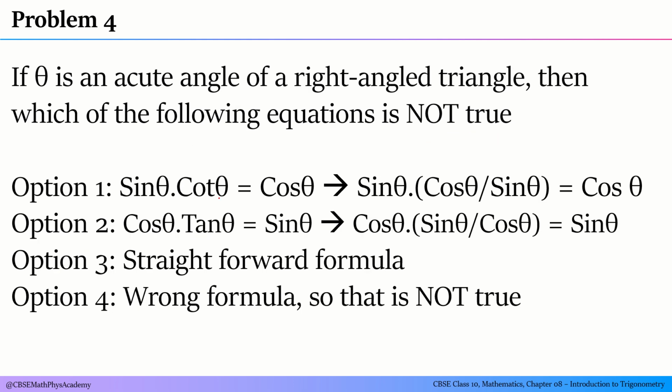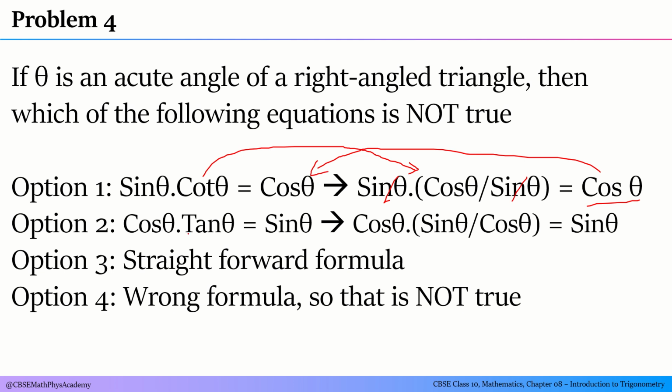Option 1, sine theta and cot theta they have given. Substitute the value of cot theta as cos theta divided by sine theta. And sine gets cancelled and you are left with cos theta, which is correct. That's what exactly they are trying to say. So this equation is correct.